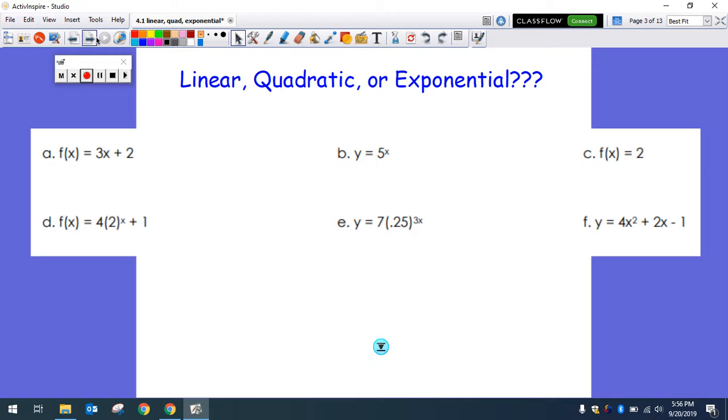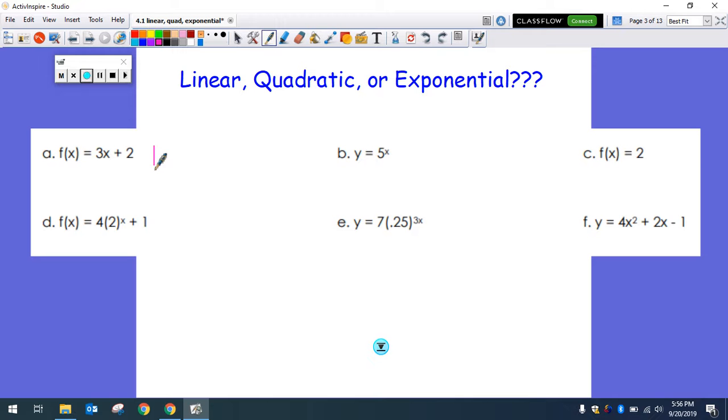So I want for you to pause it and I want for you to try these. You don't have to write them down, but I want for you to look at them and see if you would be able to tell if they were linear, quadratic, or exponential. All right, hopefully you tried them. Let's go through them and I'll tell you what the answers are.